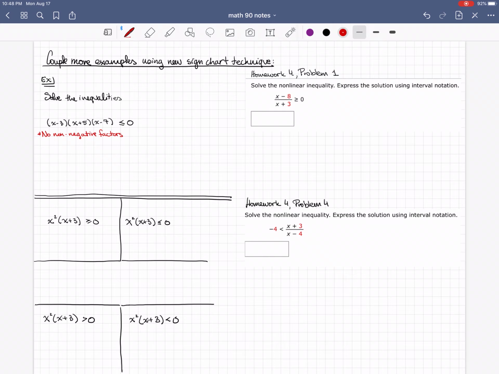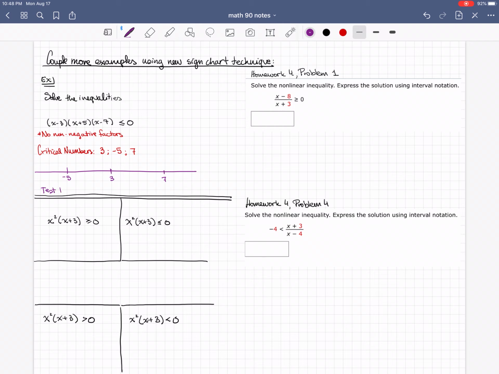Okay, and our critical numbers are, you can say them with me, 3, -5, and 7. Okay, let's plot them on the sign chart. So -5 is leftmost, then 3, then 7. It's all about going in increasing order along the number line. And then pick a test point.